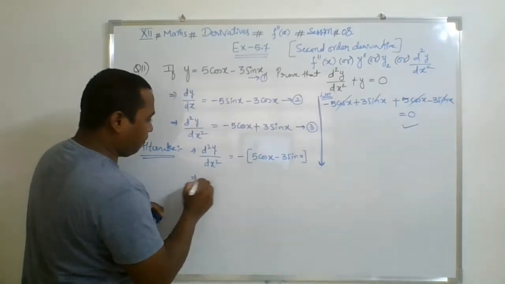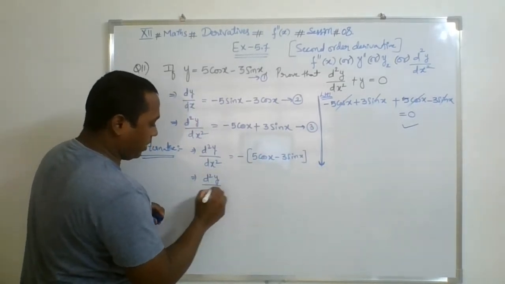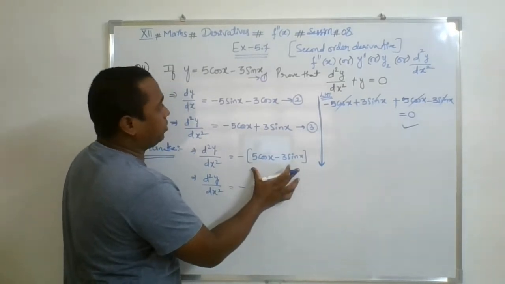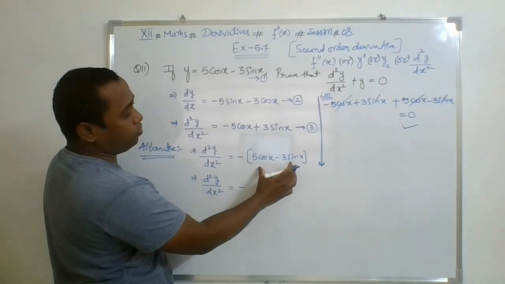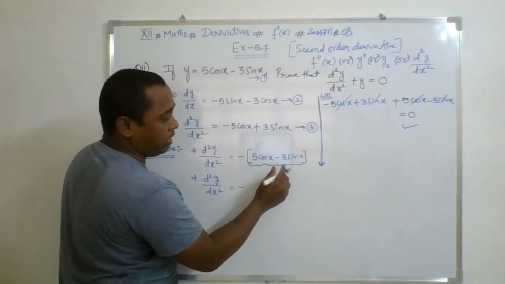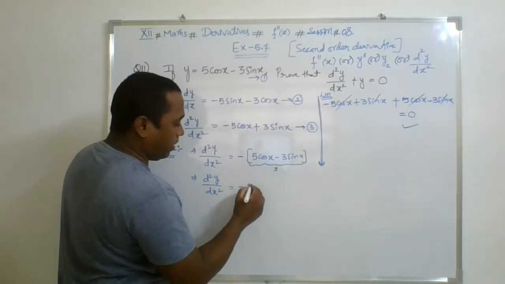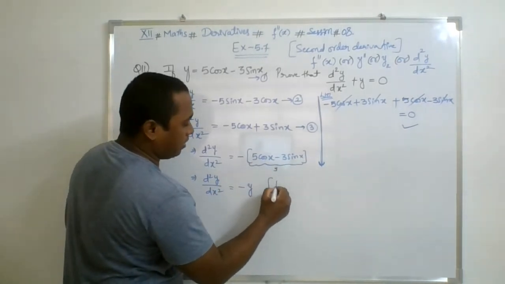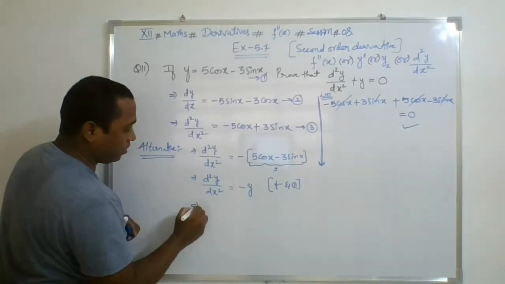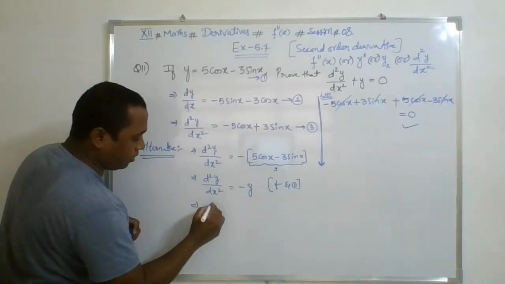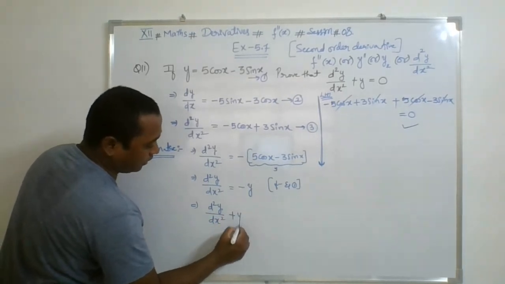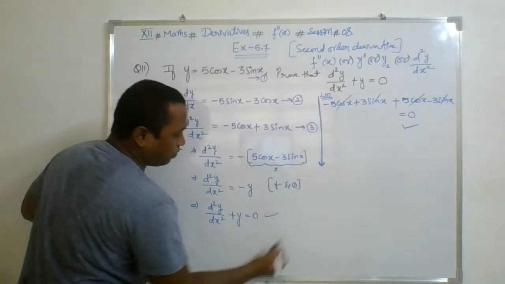So, d square y by dx square is equal to, if you look at this expression, it is just similar to y. I can replace this entire expression with y, right? So ultimately it becomes minus y. It is obtained from equation 1. Now simply shift this y over here, that is, to the left hand side. So you will get this as 0, as proved.